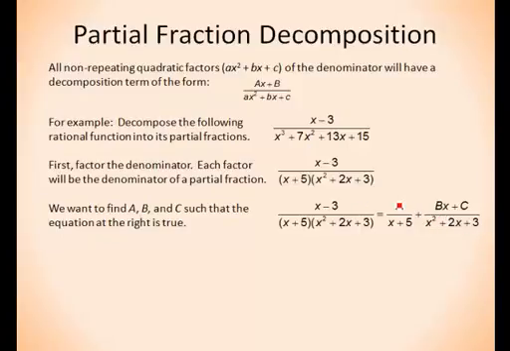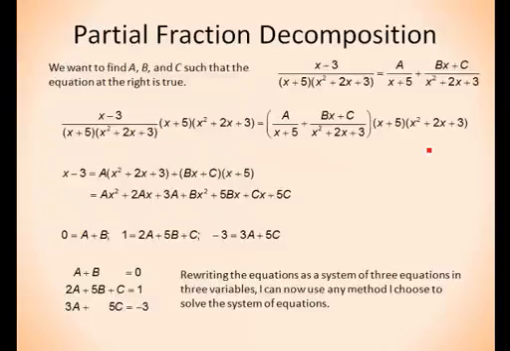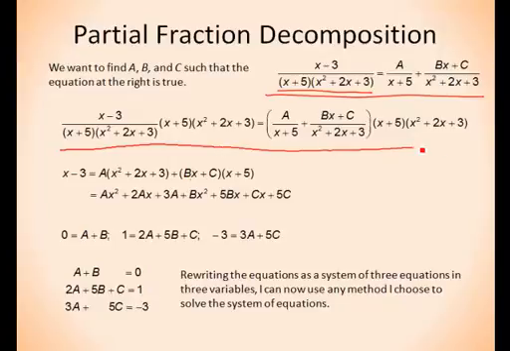And the question is, I need to find a, b, and c such that this side of the equation equals this side of the equation. Okay, so here it is. There's the equation I just showed you. And just like before, I'm going to multiply both sides of the equation by this entire denominator, which is what I've done right here. And just like before, this denominator cancels with the multiply.